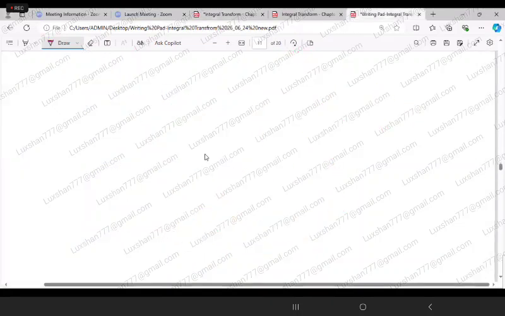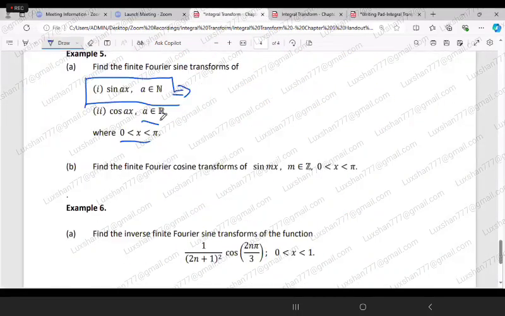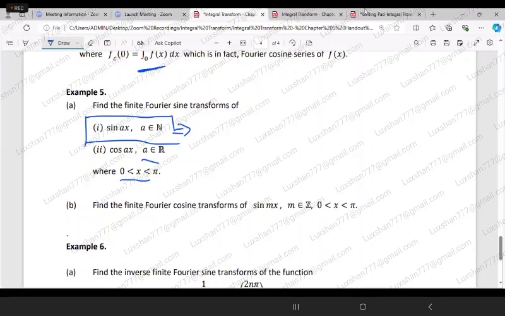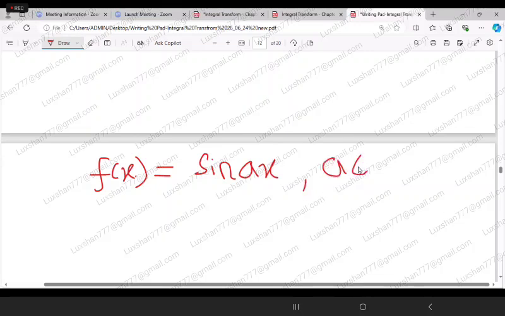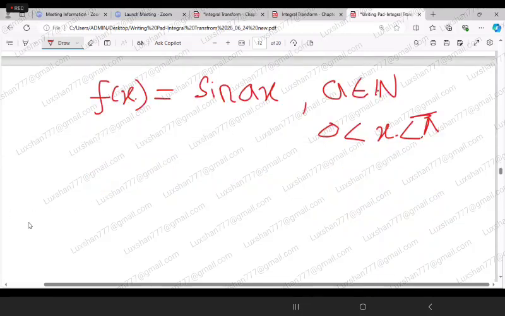So sine ax. What's the transformation we want to find? The finite Fourier sine transform. Our f(x) is equal to sine ax, where a belongs to the set of natural numbers, and the range of x is 0 less than x less than pi. So we're going to use the definition, and I'm directly writing that one.